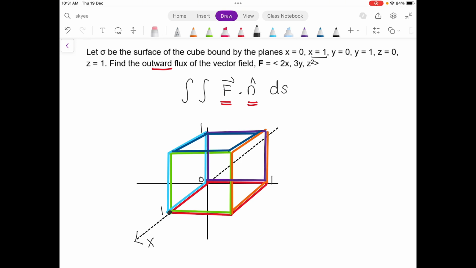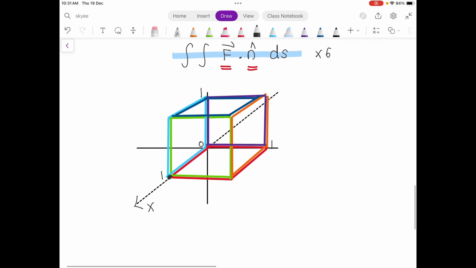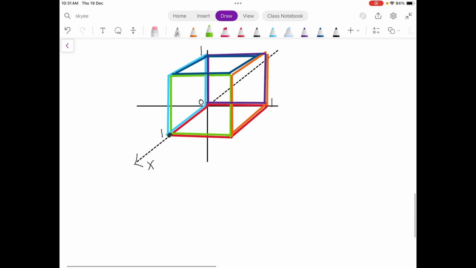I want you to see that this cube actually has 6 surfaces. So in order to find the total flux coming out from this cube, we have to perform these operations 6 times. Because we have 6 surfaces, each surface has its own equation, so we have to do it one by one. Now let's look at the flux coming out from the green surface. You can see the green surface, right? The green surface will be the first one.